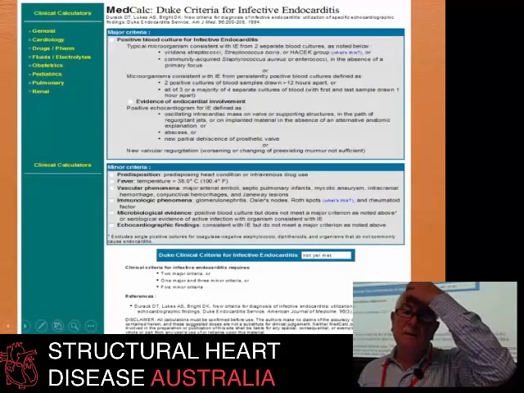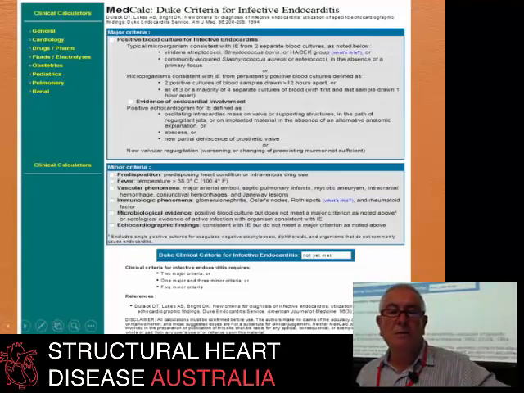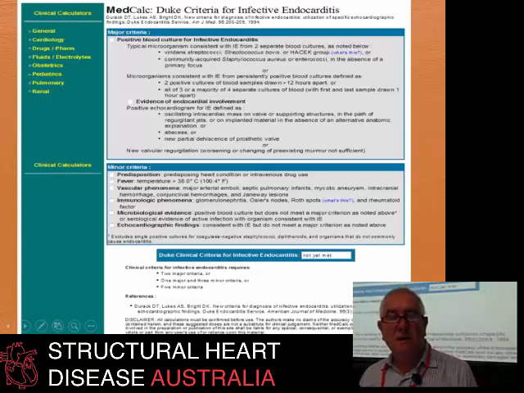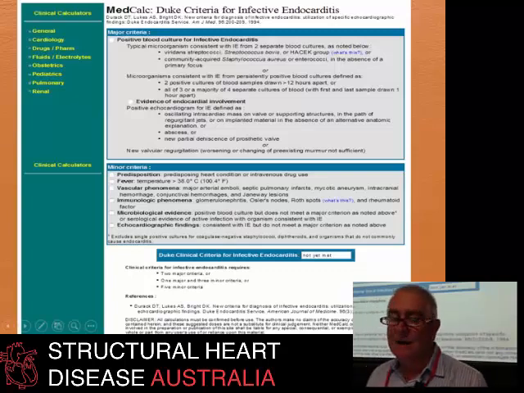For the sake of time today, I won't go through it all in detail, but the major criteria include positive blood cultures for appropriate organisms and evidence of endocardial involvement, such as an abscess on an echo, a vegetation, or new partial dehiscence. Interestingly, new valvular regurgitation is okay, but worsening of pre-existing valvular regurgitation is not regarded as a strong sign.